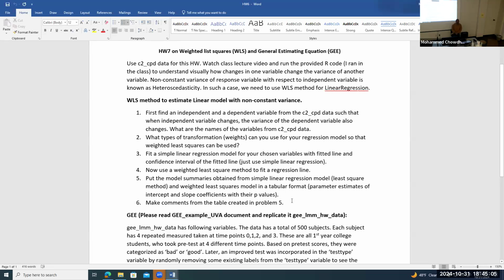Okay, now weighted least square will be used when you find that your variance is not constant. So when your variance is not constant, you have to normalize. That means you have to make the variance constant. Non-constant variance is known as heteroscedasticity.